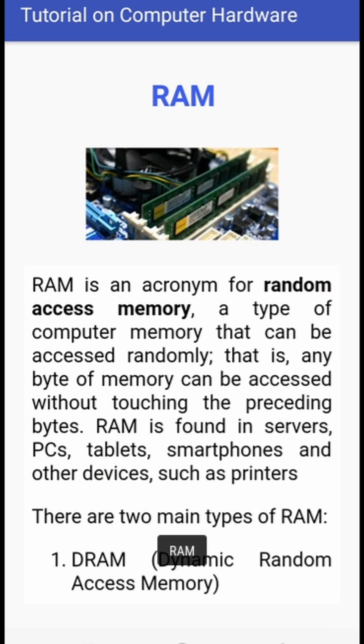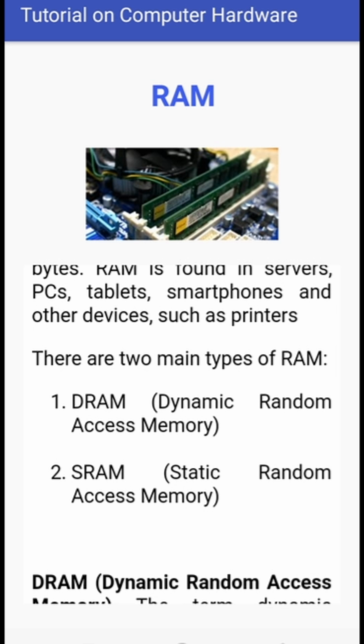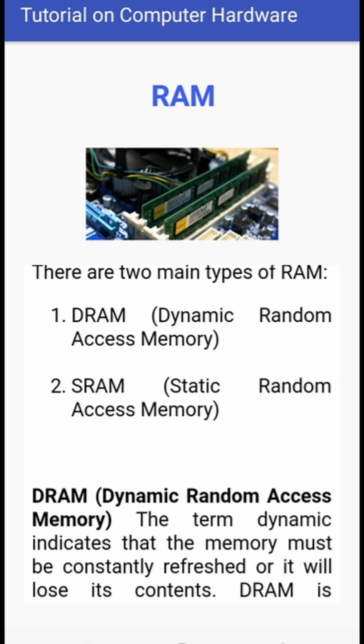RAM, random access memory. RAM is an acronym for random access memory, a type of computer memory that can be accessed randomly. That is, any byte of memory can be accessed without touching the preceding bytes. RAM is found in servers, PCs, tablets, smartphones, and other devices such as printers. There are two main types of RAM: DRAM, Dynamic Random Access Memory; and SRAM, Static Random Access Memory.